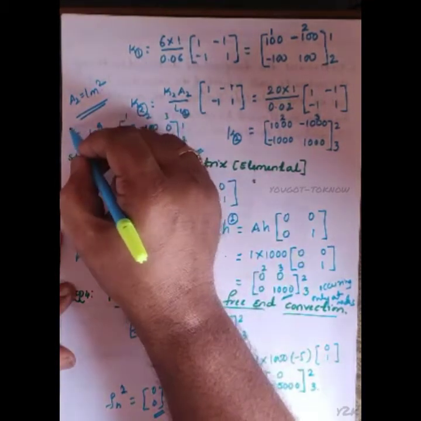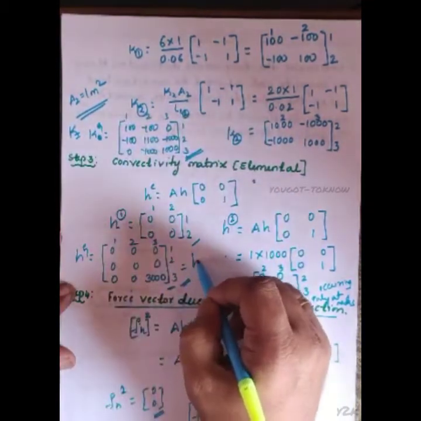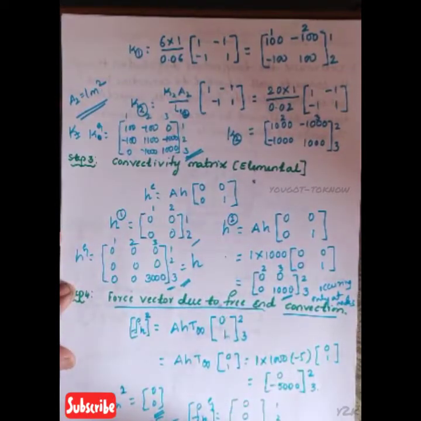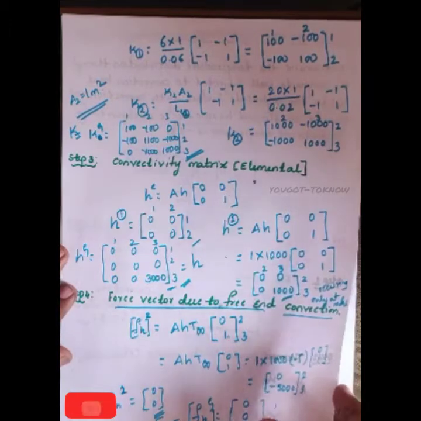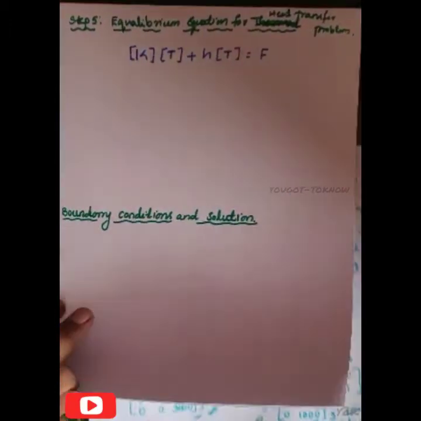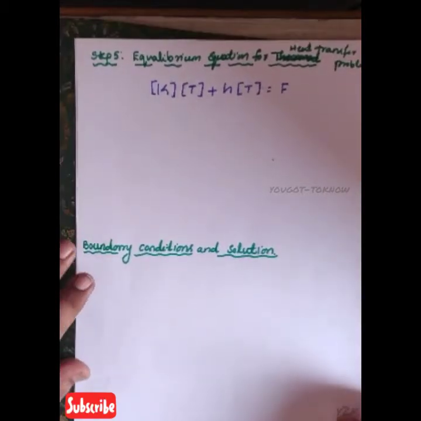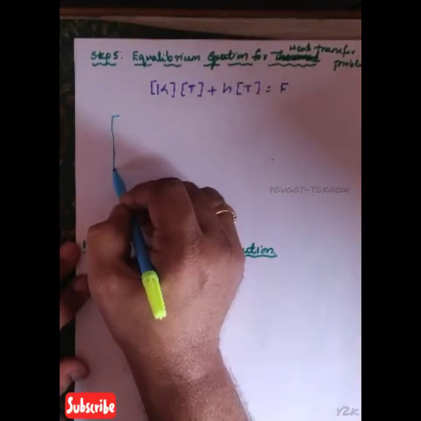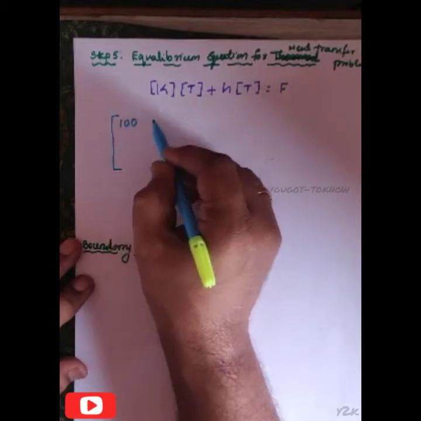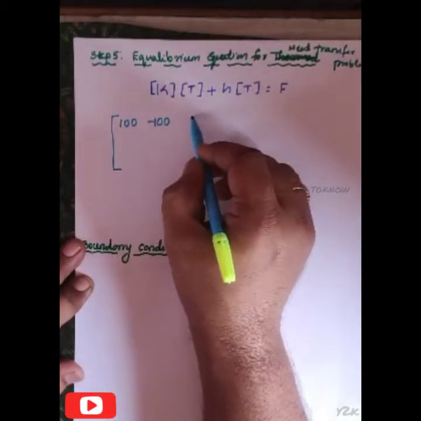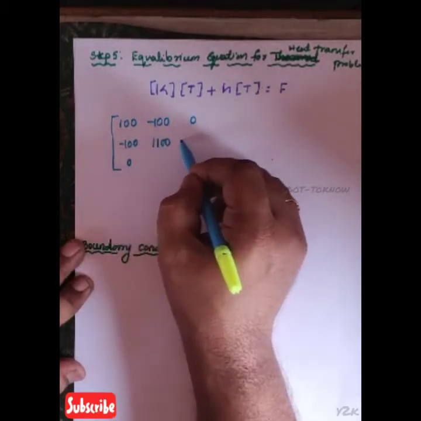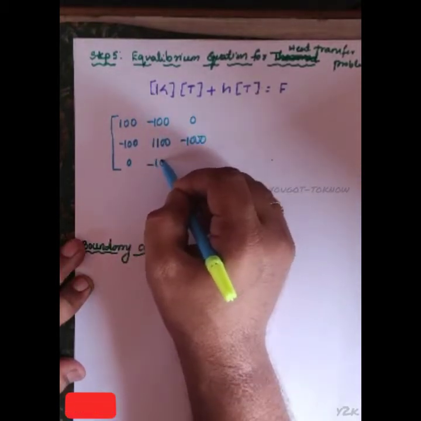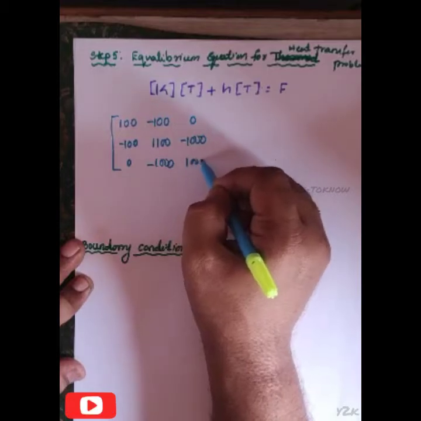This also sometimes you write as K. This will be written as a capital H. This will be written as a capital F. Now, if you got all these three, now shift to your equilibrium equation. What is your equilibrium equation? Now write your K equation. What is K? K global already written. What is K global? K global will be equal to 100, minus 100, 0, minus 100, 0. Then 1100, minus 1000, minus 1000 and 1000.